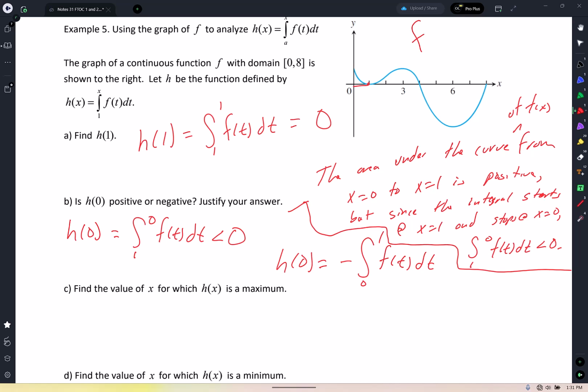I wrote it better in the morning. Here, hook me up with yours. I don't know why sometimes I do it better. I guess I'm just getting tired. I wrote: area under the curve from x equals 0 to x equals 1 is positive, but the integral starts at x equals 1 and ends at x equals 0, comma, hence the integral from 1 to 0 of f of t dt is negative. That's fine. Maybe the hence word made the difference. Who knows? Cool or not cool?